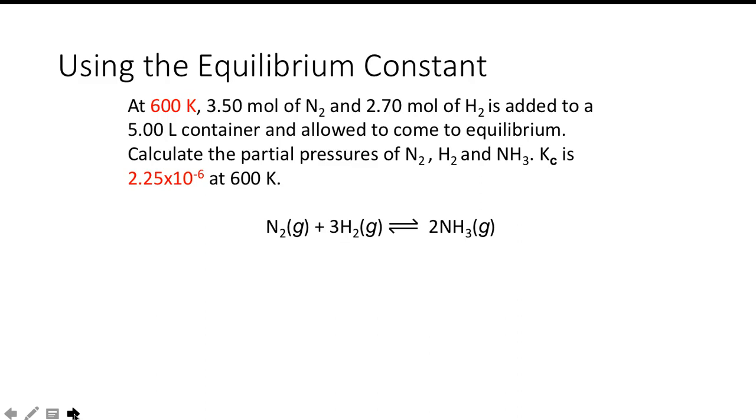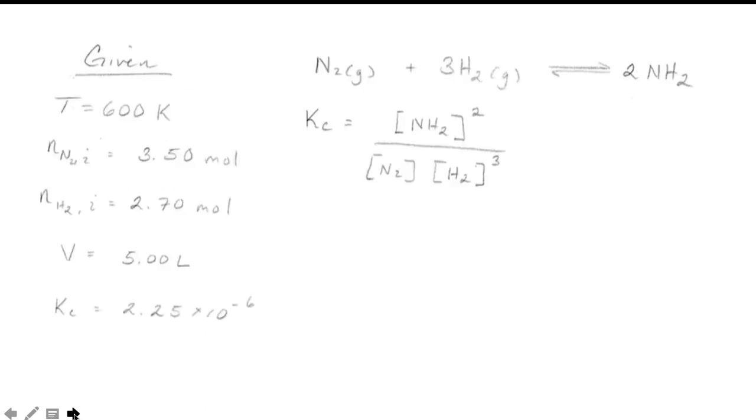So let's attack this. We'll walk through the same thing that we did in class. As always, I encourage you, as my students, to write down what's given. It organizes a problem from written paragraph form into something more manageable in terms of variables. The reaction's happening at 600 Kelvin. Our initial amount of nitrogen is 3.5 moles. Our initial number of moles of hydrogen is 2.7 moles. We have 0 moles of ammonia.